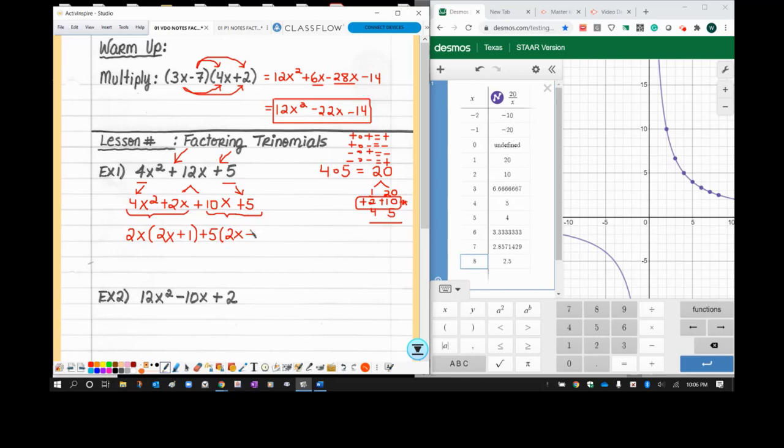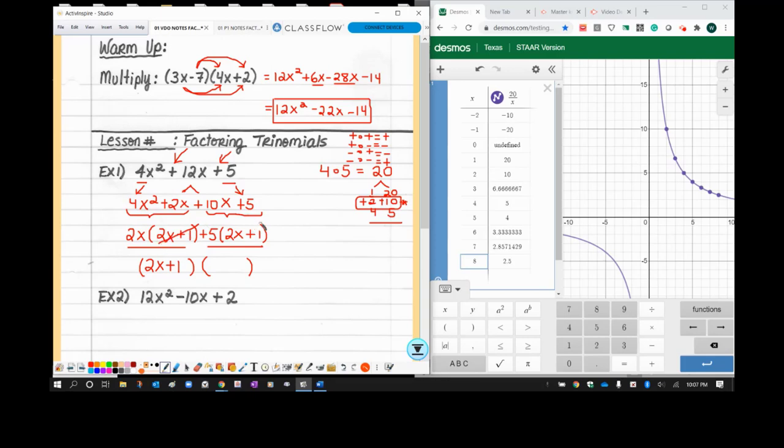And 5 divided by 5 is 1. Now I look at each term here, and I open 2 sets of parentheses. On the first set, I write what they have in common. They have in common 2x plus 1.